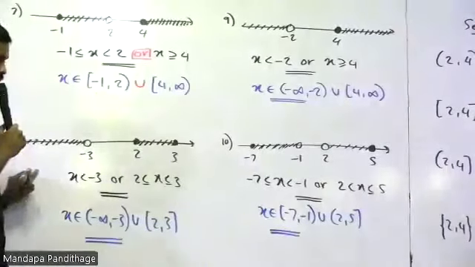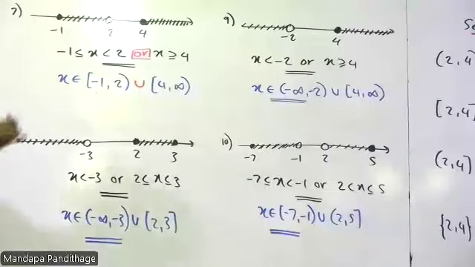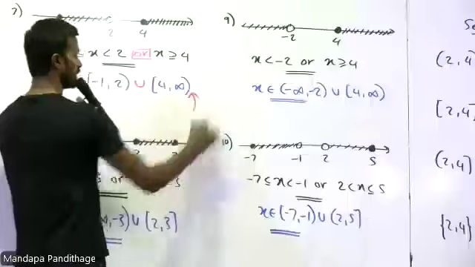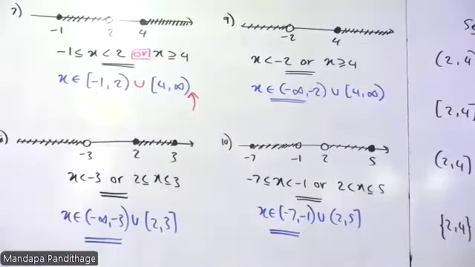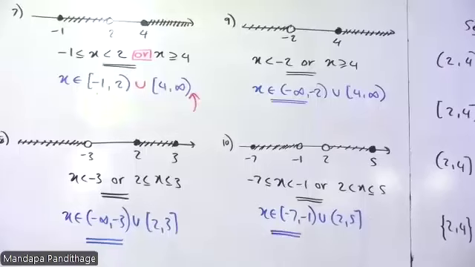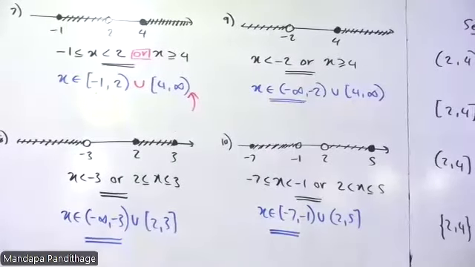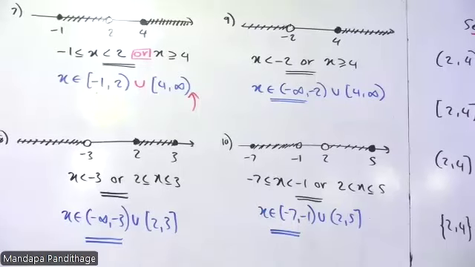So with any of these brackets where you have infinity, put a red arrow and write this: with infinity we have to use an open interval.